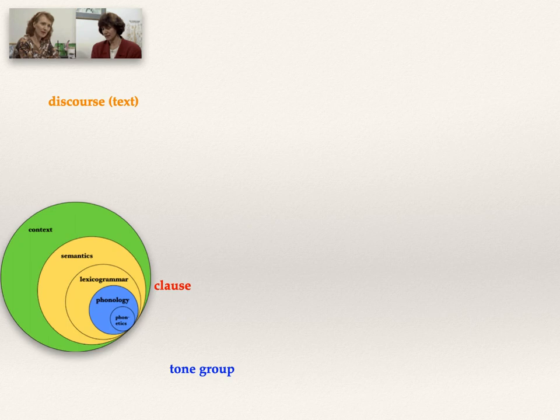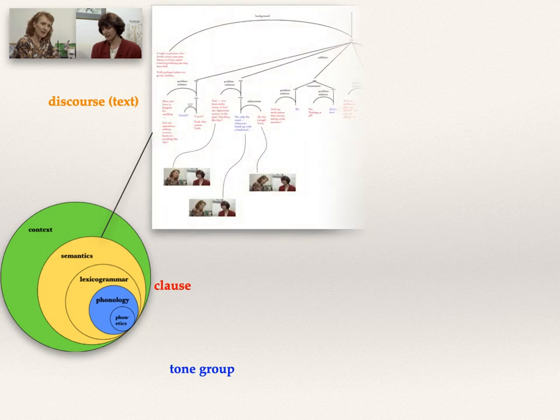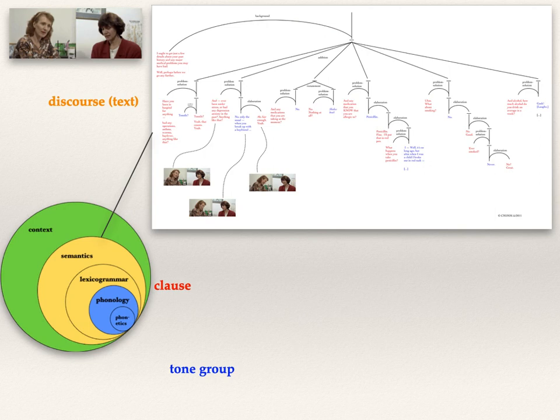So just to give you a hint of what this might look like in terms of the analysis. This is the analysis of a long passage of the medical consultation. And here I've analyzed it in terms of rhetorical relations, or logical semantic relations, that are used to develop the medical consultation as a text from beginning, continuing, expanding to the end.